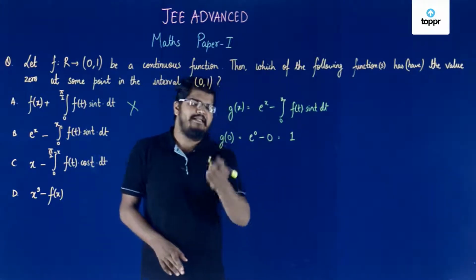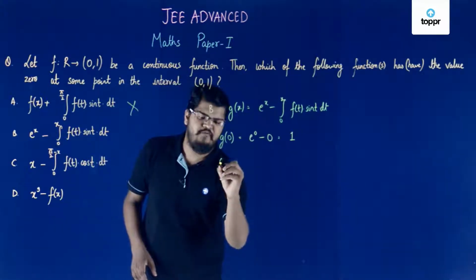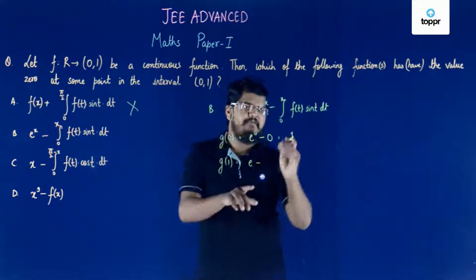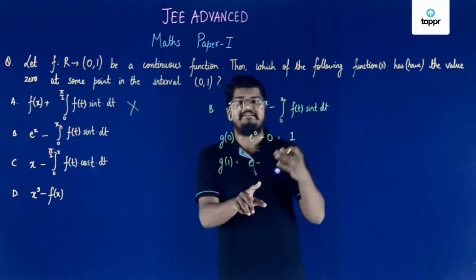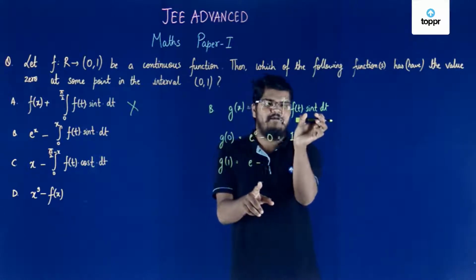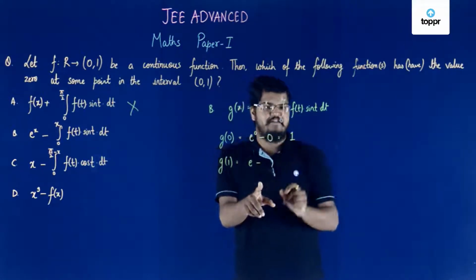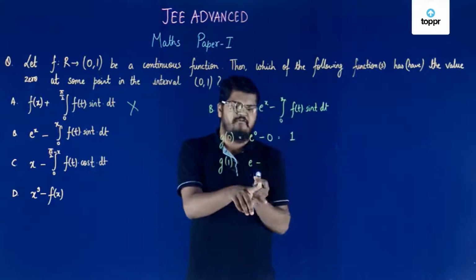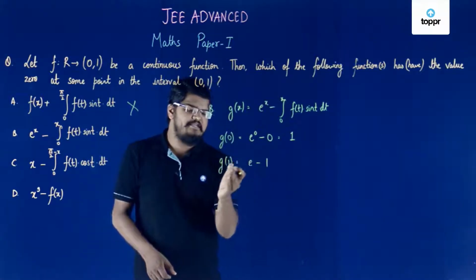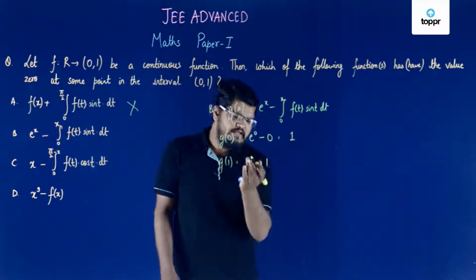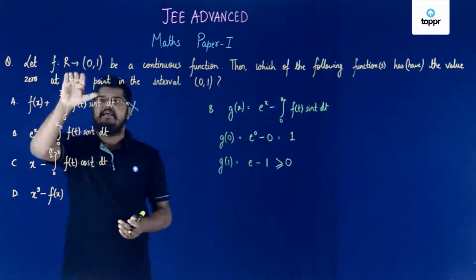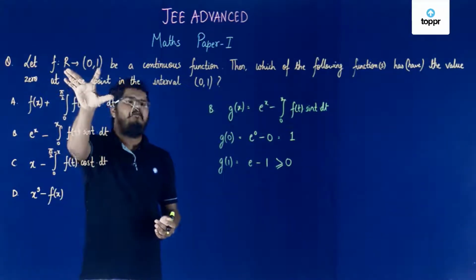Then again, if I talk about the other value, which is g of 1, then g of 1 will be equal to e minus the integral of f of t sin t dt, which attains its maximum value when t is equal to pi by 2. So if this value becomes 1 and x is replaced at 1, then I can say that this value will simply become 1. Now this g of 1 will be equal to e minus 1, and we know that this e minus 1 is greater than or equal to 0 because this function is defined from real to (0, 1).